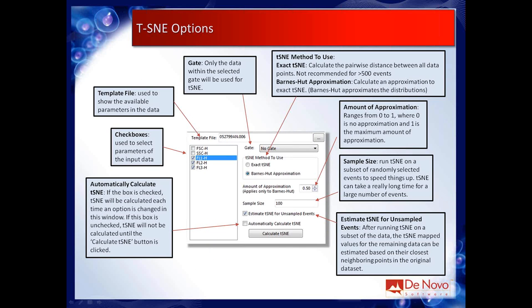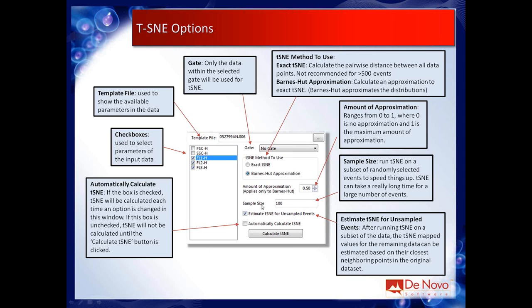Now, Barnes-Hut approximation is a method that approximates the distributions over your data. So we apply some tricks so that, instead of having to calculate the distance between every single pair of points, you can use a subset. It's much faster. It's definitely worth it if you're running tSNE on more than, say, 1,000 data points.